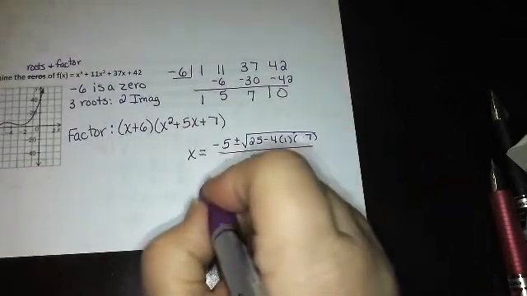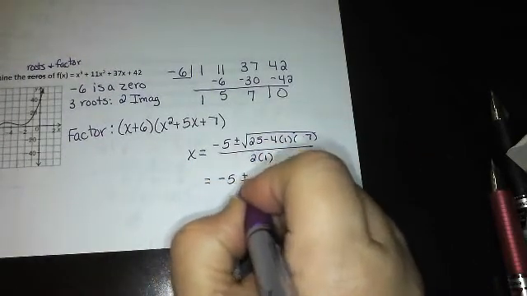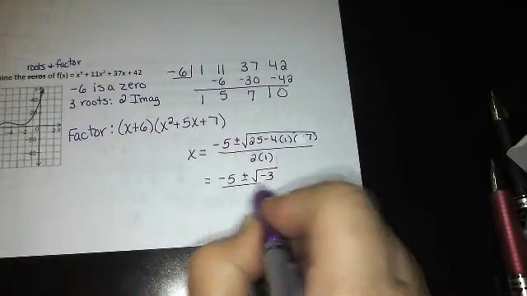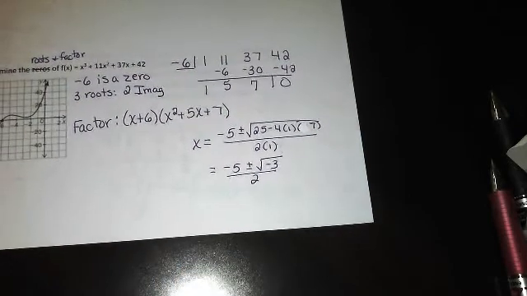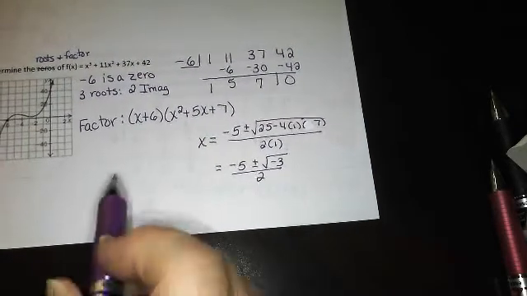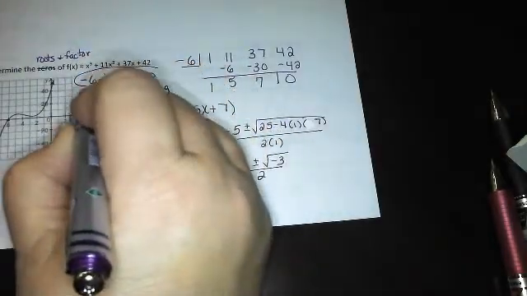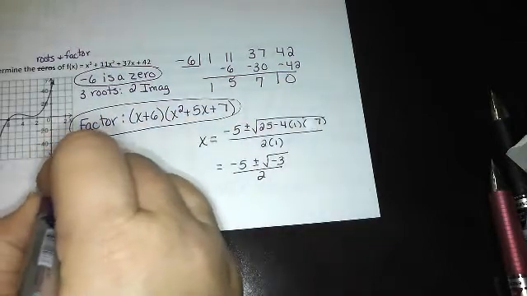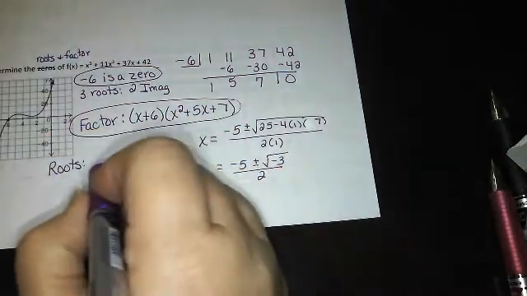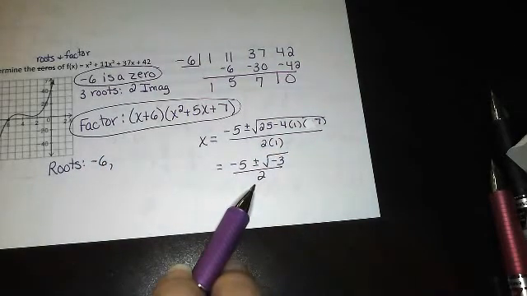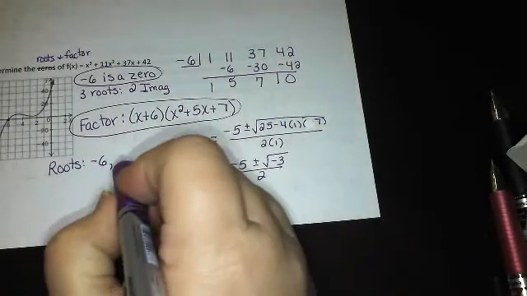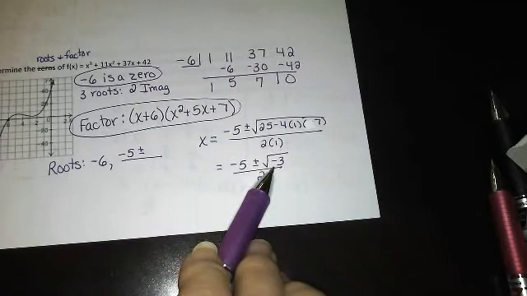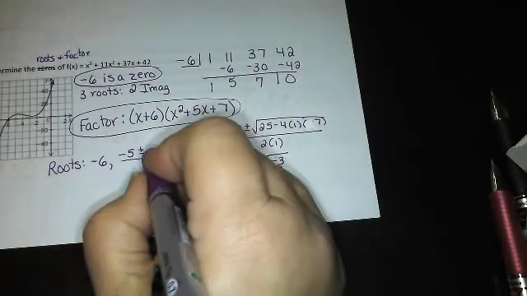Alright, so what does this come out to? -5 plus or minus the square root of 25 minus 28. So -6 was a 0. We have the factored form, and now let's write down the roots. Well, -6 was also a root. And how can I express this as a root? -5 plus or minus i root 3 over 2.